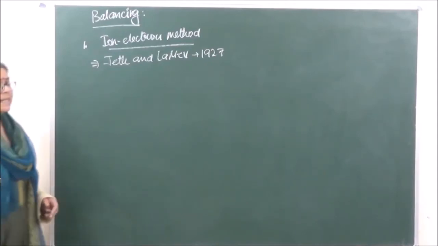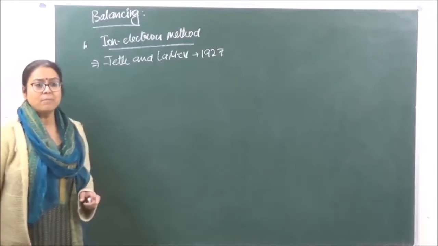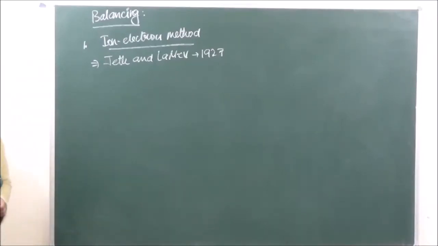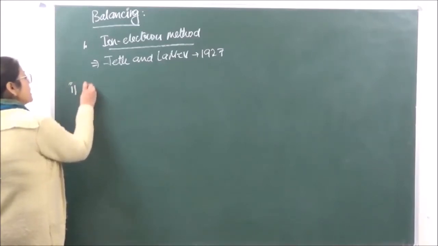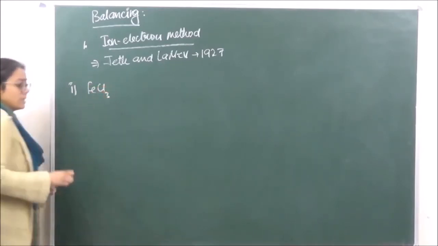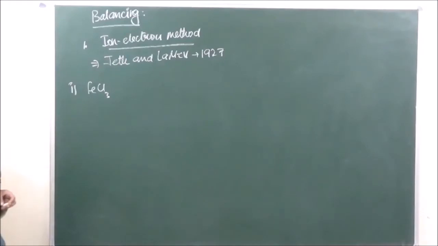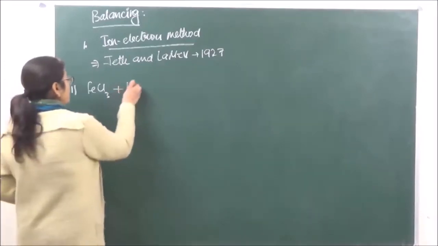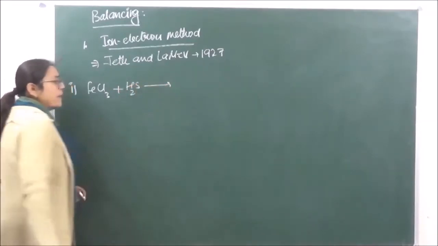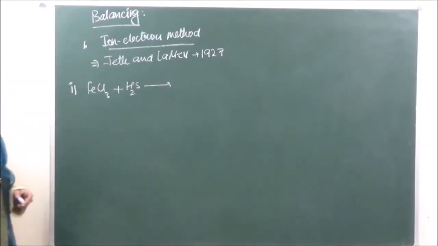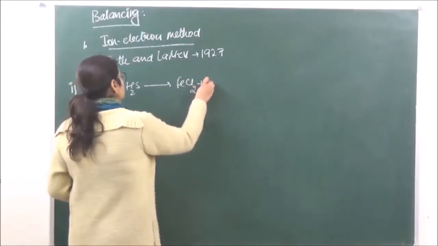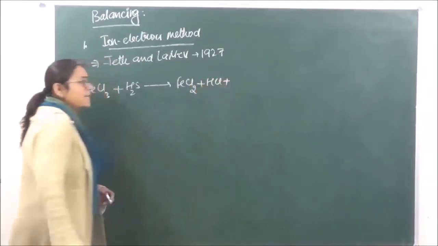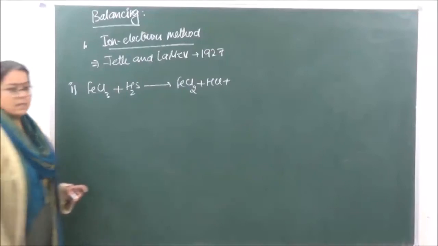Now in this method we have a lot of steps. We will understand the steps by taking examples. So we want to balance the equations by the ion electron method. The first equation which we have over here is FeCl3 plus H2S to give us FeCl2 plus HCl, and then we have S, right?